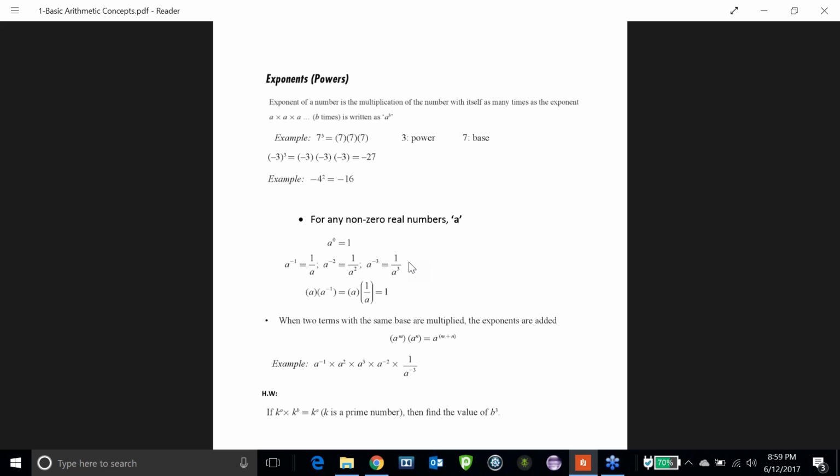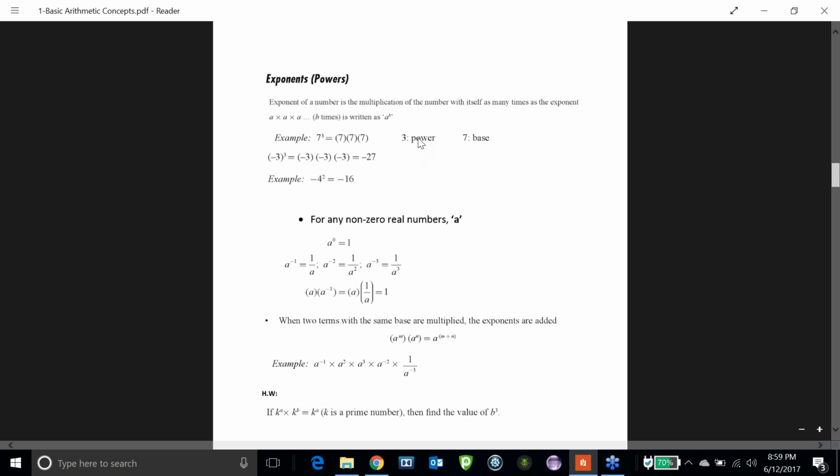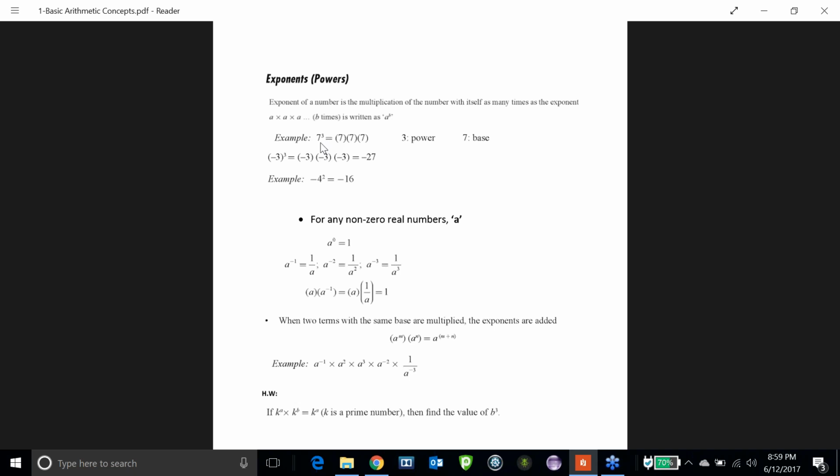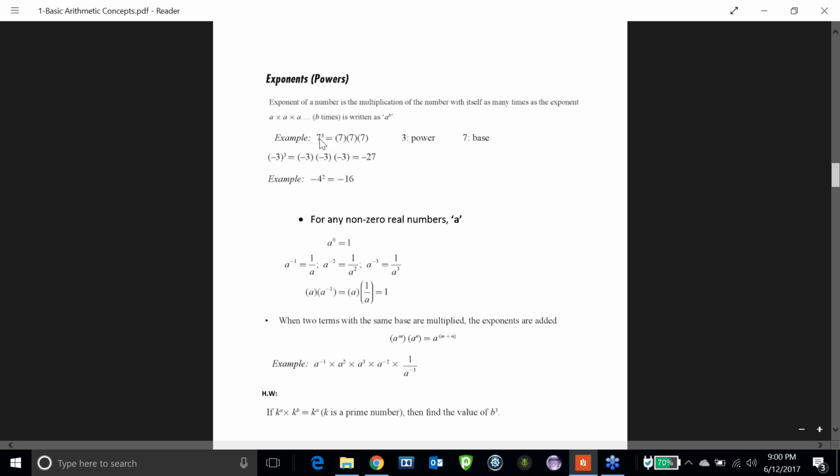So coming to the concepts of exponents. See, in exponents, you will be having two things. One is power and the other one is base. In the example, 7 to the power of 3, here the exponent is 3, which is nothing but power. And what is the base? 7. Whenever a number is represented like a to the power of b, a is multiplied b times to itself. So here 7 to the power of 3, you're multiplying 7 three times.